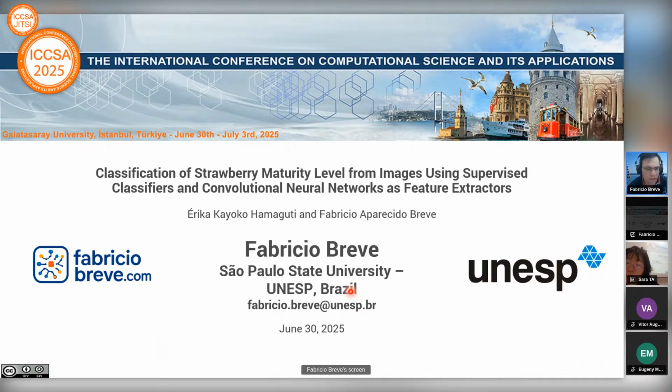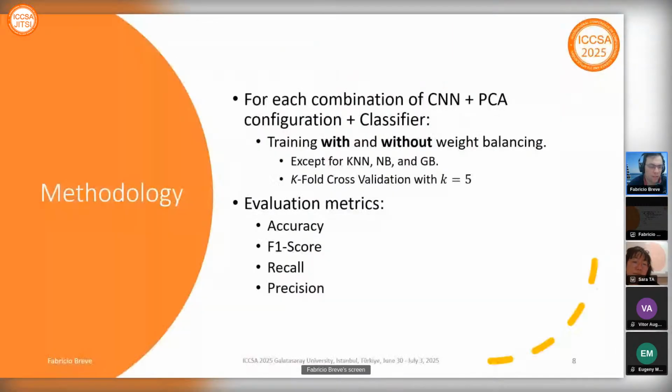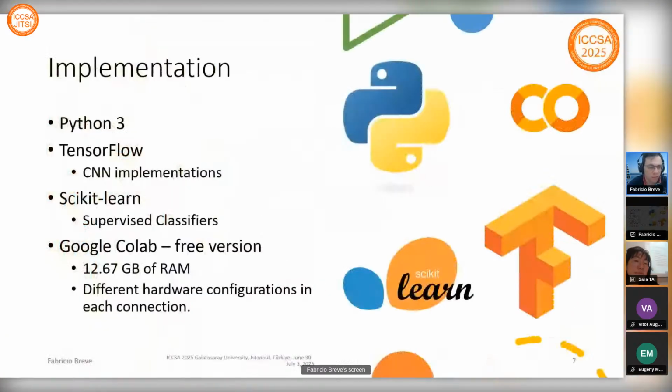Is there any features from the convolutional neural networks, the output from the convolutional neural networks that we tested, those 71 different convolutional neural networks.